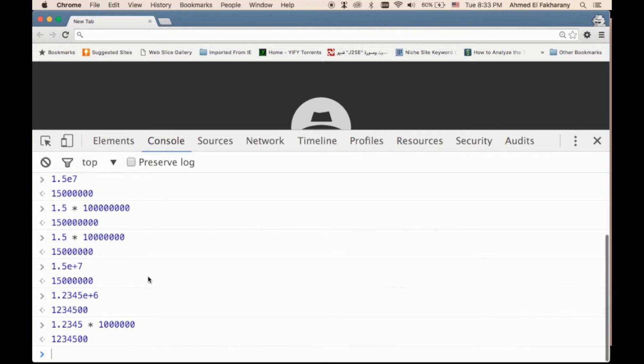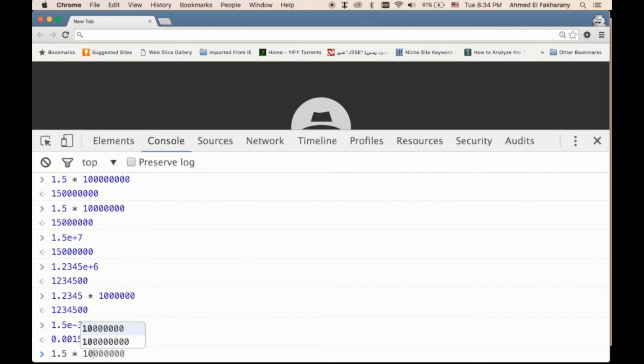Now let's see why we have written e with the long form, e plus 7, instead of just e7, which would have worked the same way. Well, that's because I have another method of writing scientific numbers like this: e minus, for example, 3. As you can see here, the result is completely different. Why? Because this works the other way around. This is the same as 1.5 times 10 to the power of negative 3.